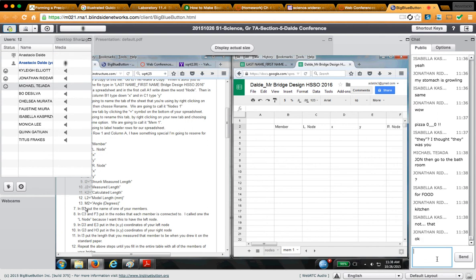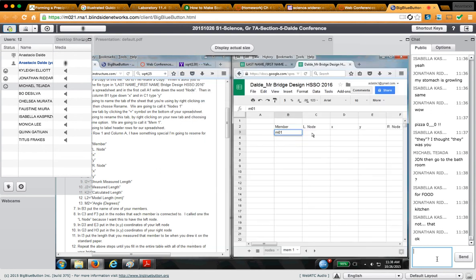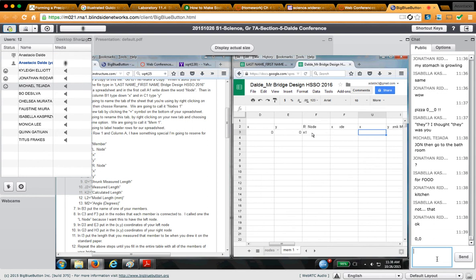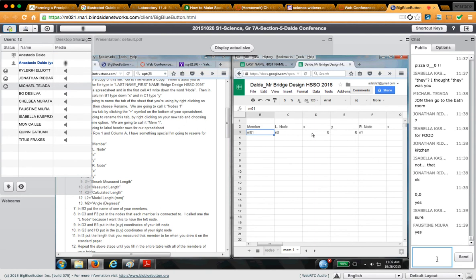In B3, put the name of one of your members. So, for example, member, I'm going to call it M01, because if you look back at my drawing, member 01 was over here. Okay? And what are the names of the nodes that it's connecting? Well, it was connecting N0 and N1. And what were the coordinates of that? Well, this guy was at 0, 0, and this guy was at 15, 10. Are we cool? Does anyone have any questions about what I'm doing here? I don't feel like it's magic. I'm just following the directions.